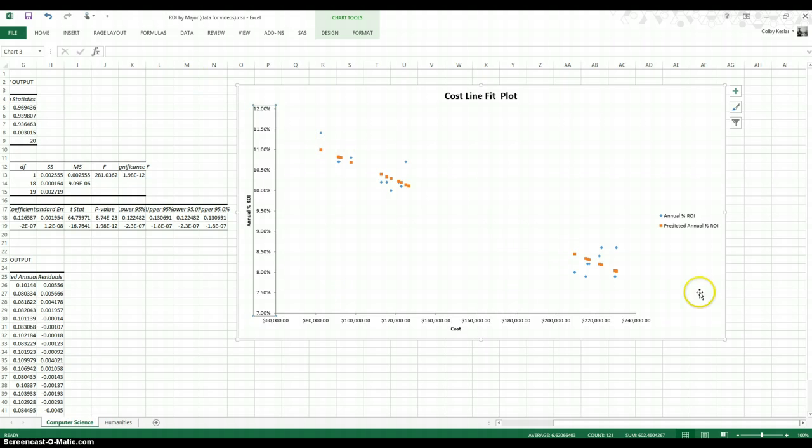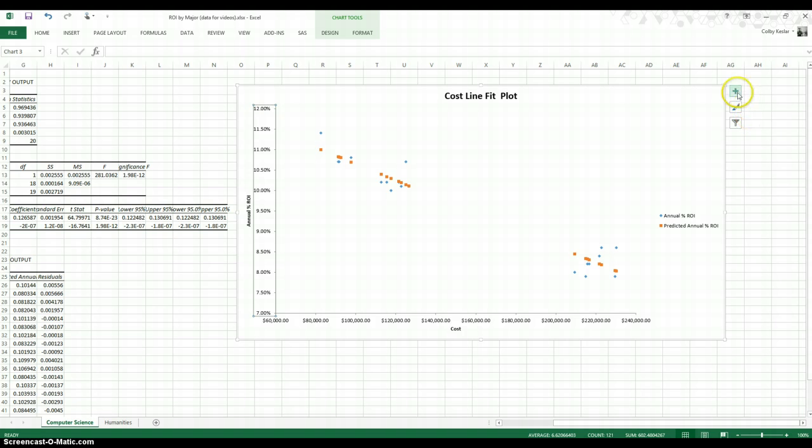So now our data is a little bit easier to see. Here in the blue is the annual percentage ROI. So cost, horizontal, annual percentage ROI. The blue dots are the actual data values. The orange squares represent the predicted annual percentage.